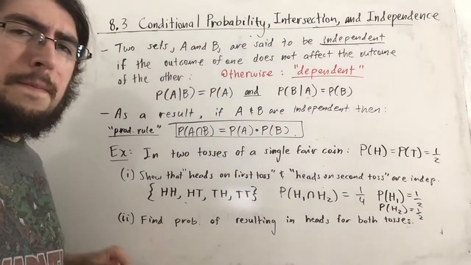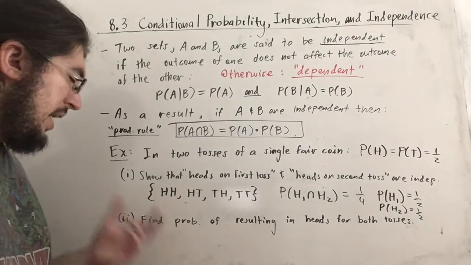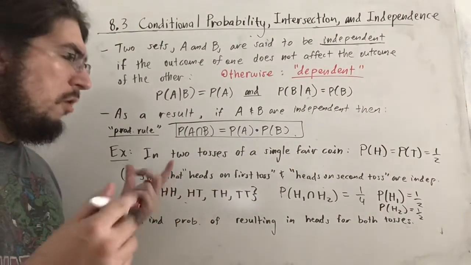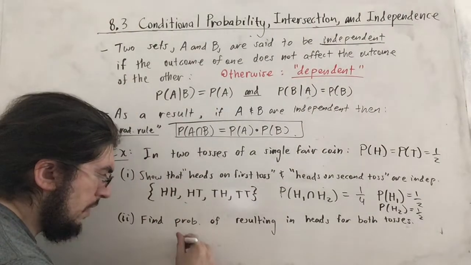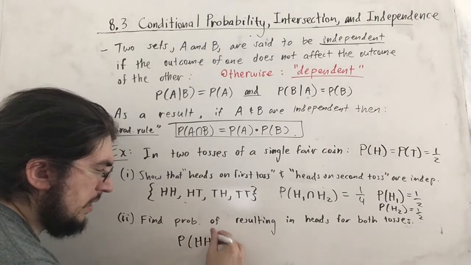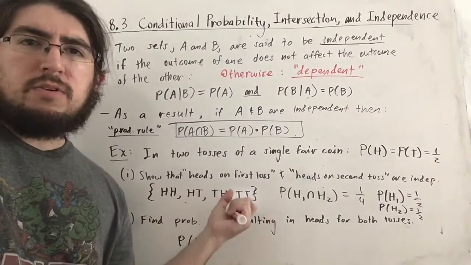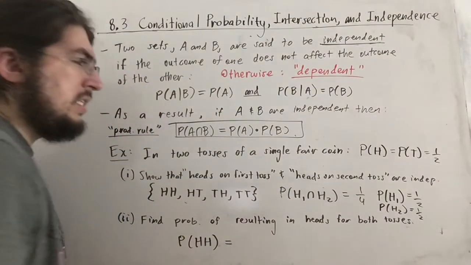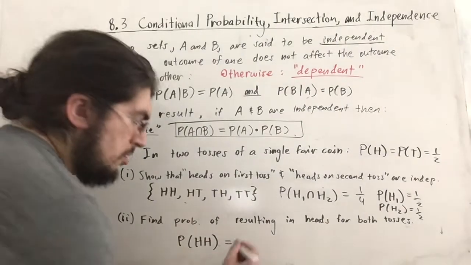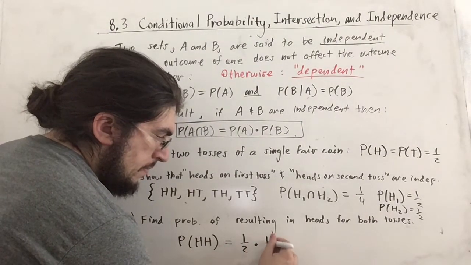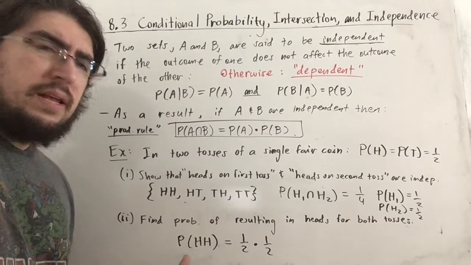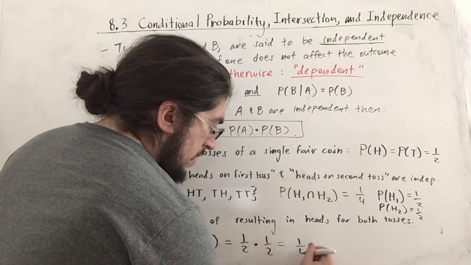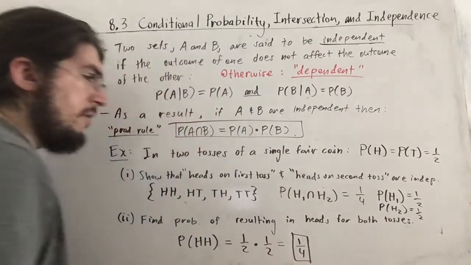Now this second part here we already answered. It asks us to find the probability of resulting in heads for both tosses. So we already did that, we just want to find the probability of getting heads then heads, basically. Or you can write it like this: heads on the first toss and heads on the second toss. But this, I think, sounds better. Since we already know they're independent events, all we need to do is multiply each of their probabilities. The probability of resulting in heads in the coin toss is 1/2. So 1/2 times 1/2 naturally is 1/4. And there it goes. So the answer here is 1/4.